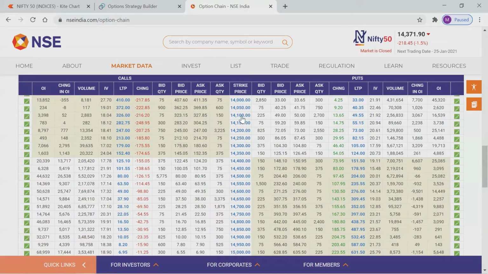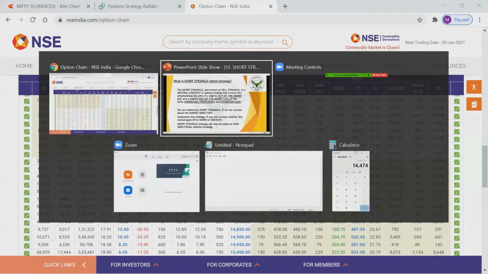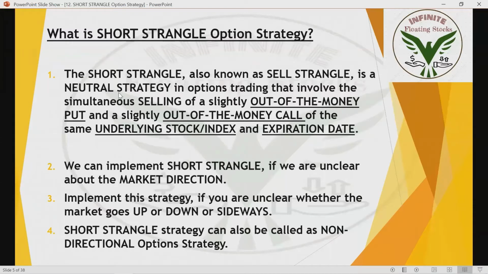So you need to sell one strike from this part and one strike from this part, one from the out of the money call side and one from the out of the money put side. Okay, we are done with the definition. It's very simple. If you sell an out of the money call option and an out of the money put option at the same time, then it is called the short triangle option strategy.